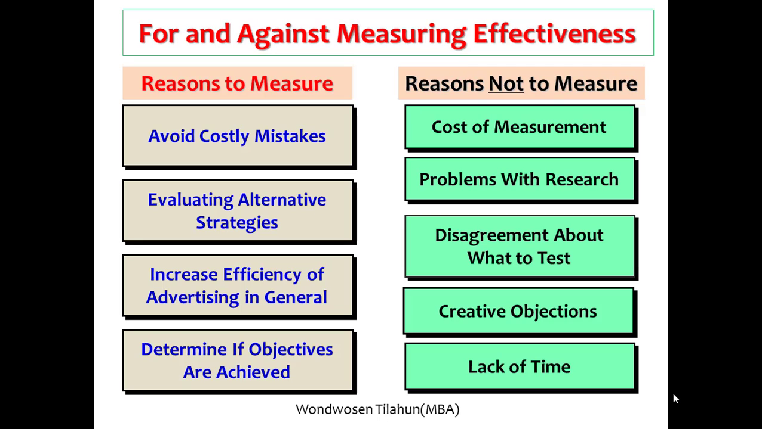And finally, it's because of lack of time. As you know, our business environment is extremely competitive and dynamic, and at the same time it's complex. So in order to cope with this dynamic or complex environment, we need to come up with decisions which are quick enough or fast enough to cope with the changes that happen in our environment. So because of this reason sometimes the company is not going to conduct such kinds of research to measure the effectiveness of their advertisement.